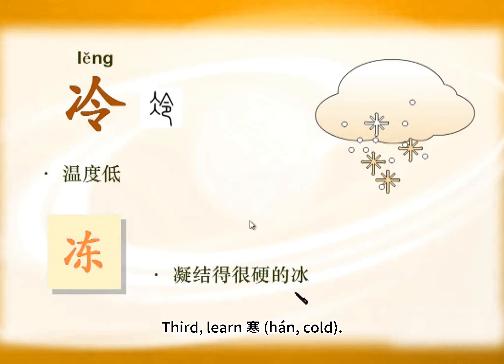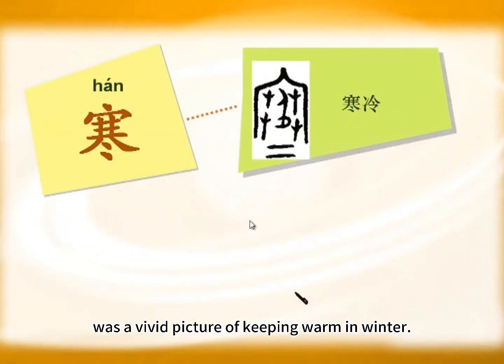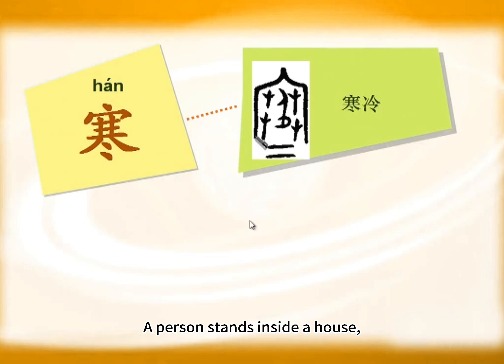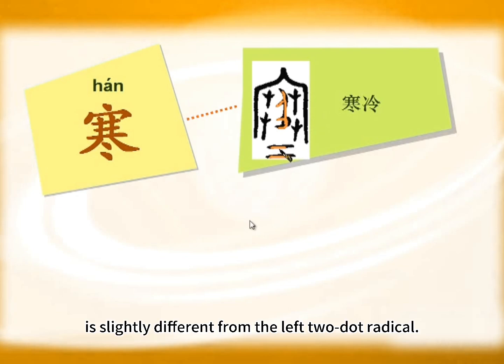Third, learn hán, cold. Hán's earliest form was a vivid picture of keeping warm in winter. A person stands inside a house, surrounded by thick dry grass, with two blocks of ice under the feet, indicating winter. Hán originally meant cold. The ice at the bottom, written with two dots, is slightly different from the left two-dot radical.